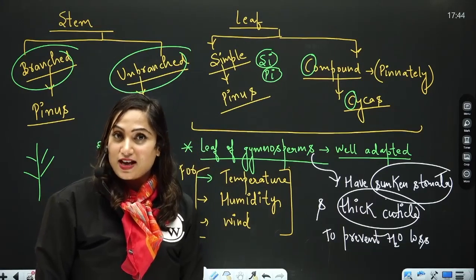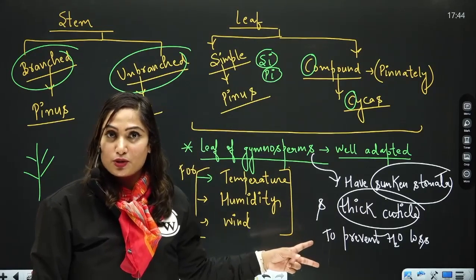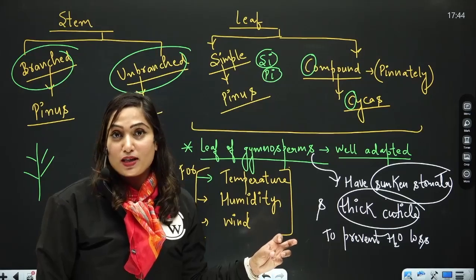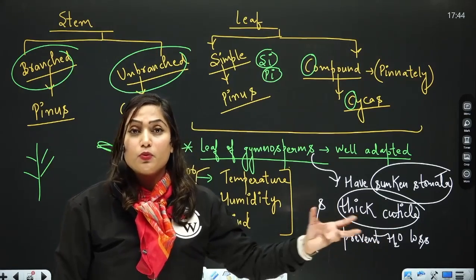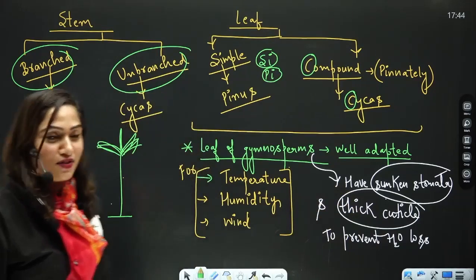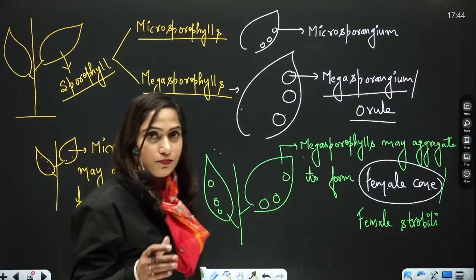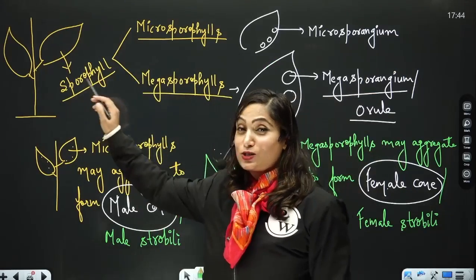Cuticle is a waxy covering impermeable to water. So a special feature of the leaf of gymnosperms is that they have thick cuticle and sunken stomata to prevent the loss of water. A direct question can come. Adaptations in gymnosperms to prevent loss of water: sunken stomata, thick cuticle. Lines of NCERT, important.